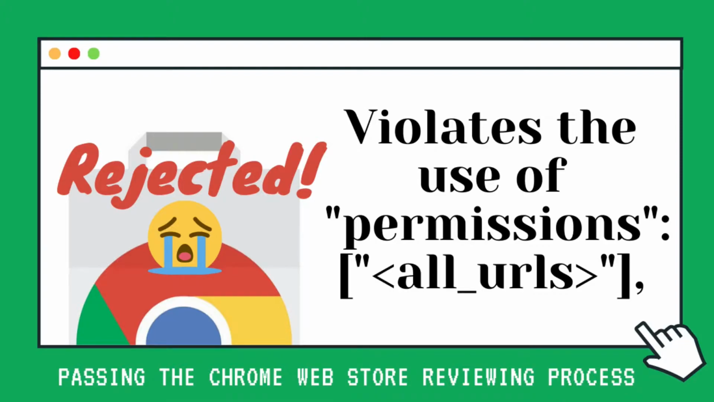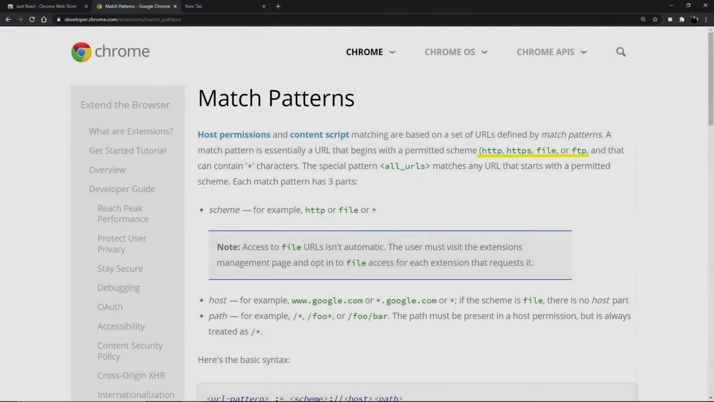In this series we have been looking at the different reasons why your extension may have been rejected by the Chrome Web Store. In today's video, we're going to be looking at the all URLs permission and understand how it works and what are the alternatives to use. So, what does all URLs include?